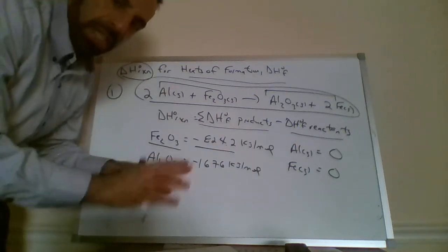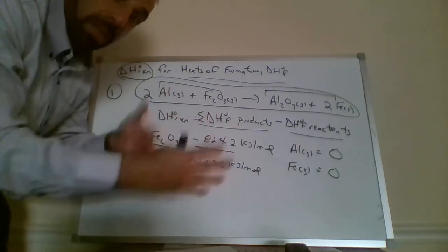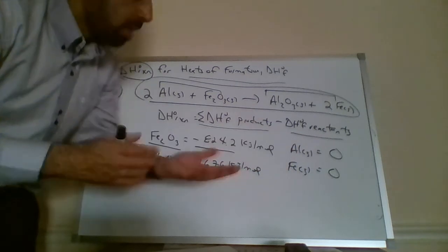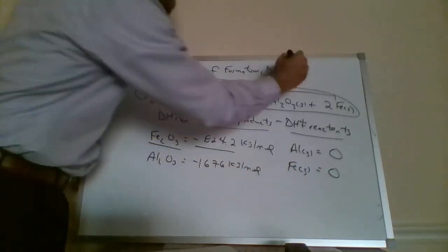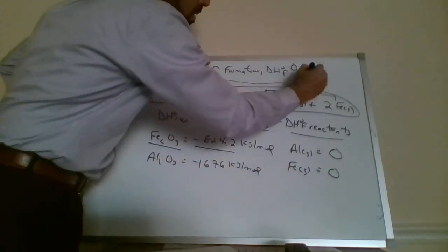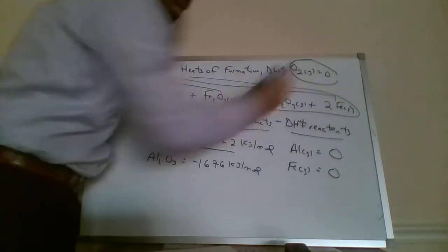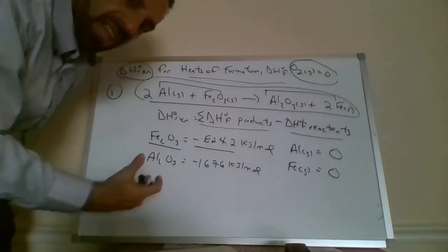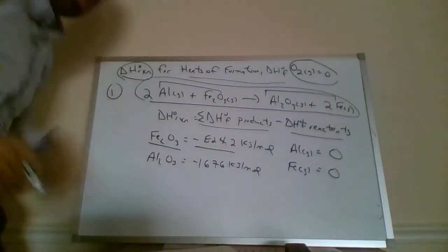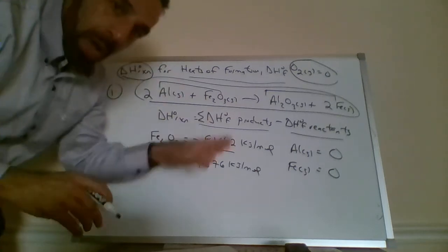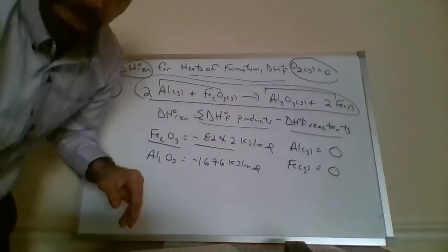A couple of things: if they don't give it to you, it's normally going to be 0. The heats of formation of elements in their standard states or elemental states are going to be 0. For instance, I didn't have this here, but if I had O2 gas, that would be 0 because oxygen is diatomic. That's a standard state. That's going to be 0. So some of these will be 0 when you are doing it.